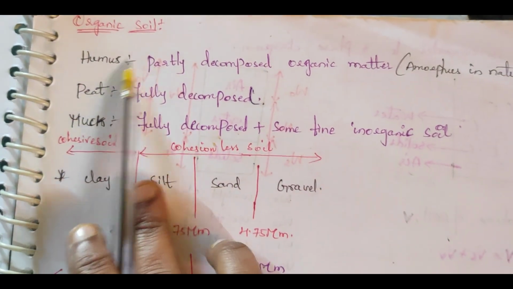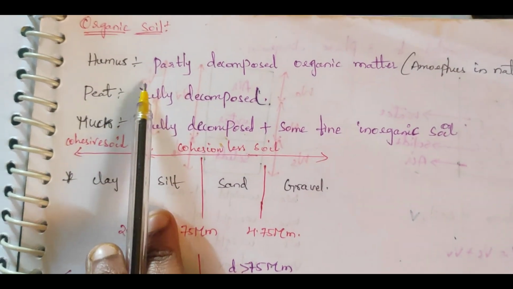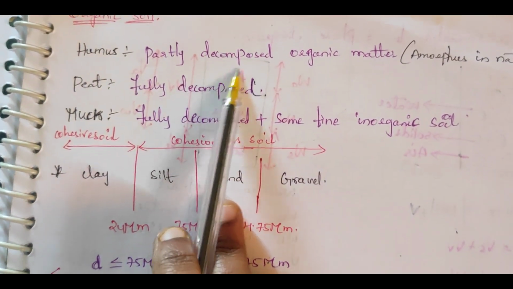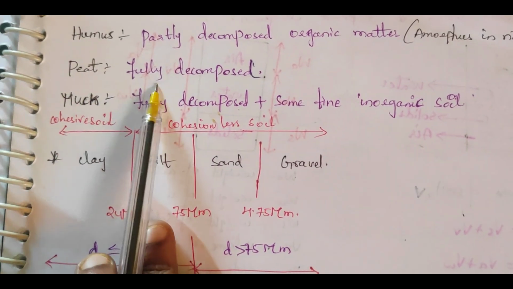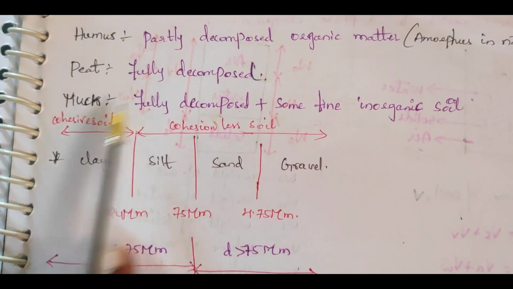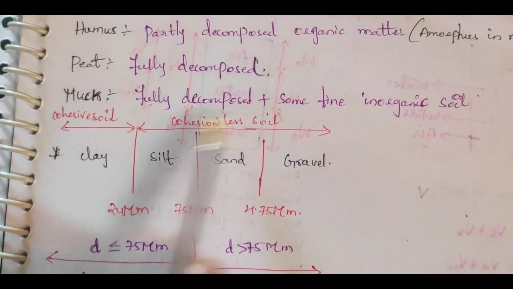Next one, coming to the organic soil. Organic soil means humus, peat and muck. Humus means partly decomposed organic matter that is amorphous in nature, peat means fully decomposed one, and muck is fully decomposed plus some fine inorganic soil.